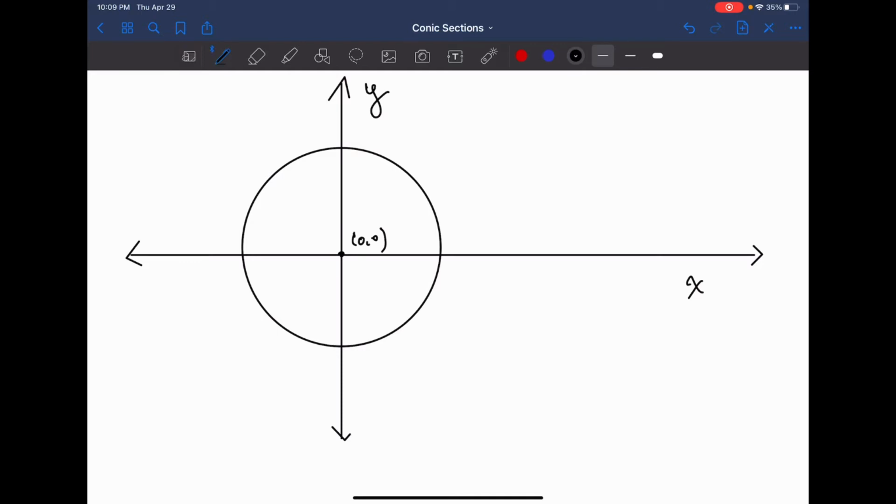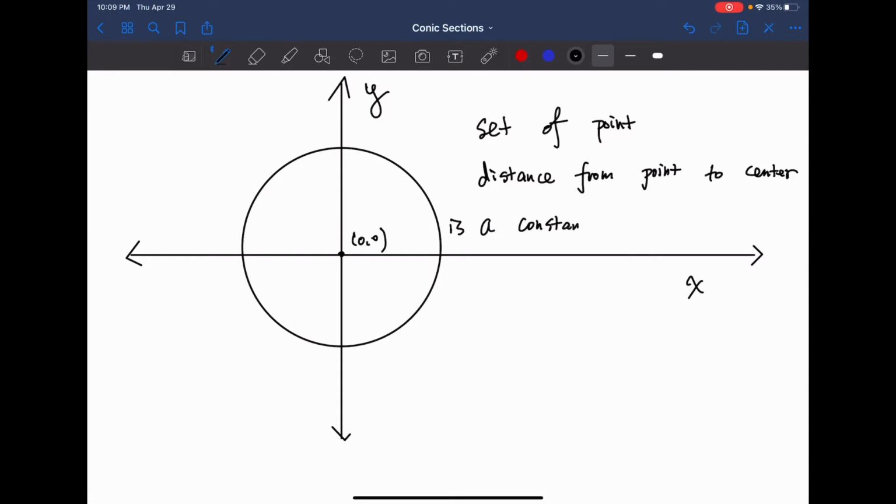So a definition of a circle is a set of points where the distance from the point to the center is a set value or a constant. This is called the radius r.